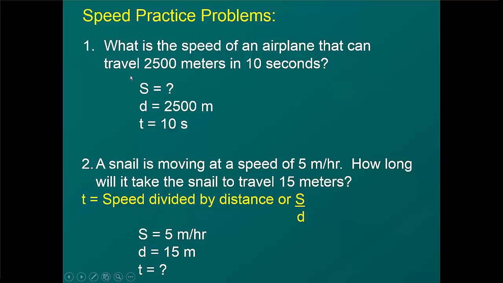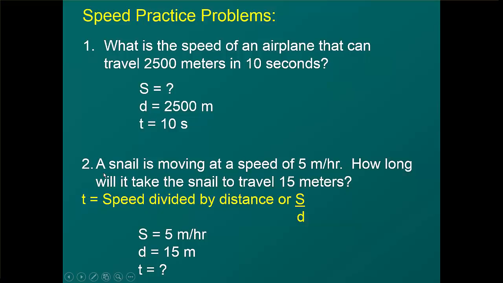All right, the distance it travels is 2,500 meters, so you write that down. And the time is 10 seconds, so you put that in. So speed equals distance, 2,500 meters, divided by 10 seconds. And you can calculate what that would be. It should be 250 meters per second.